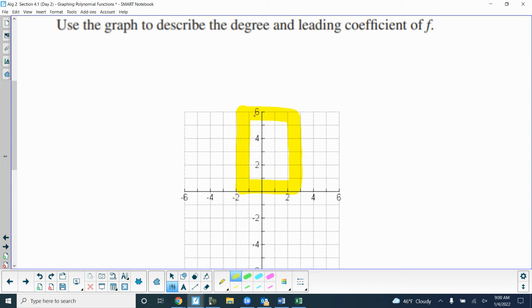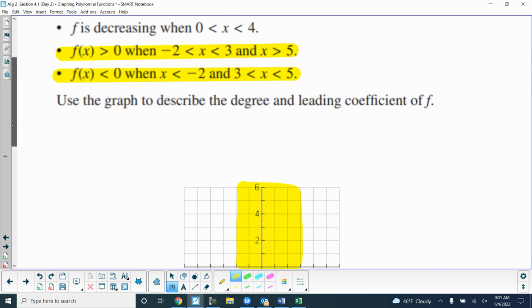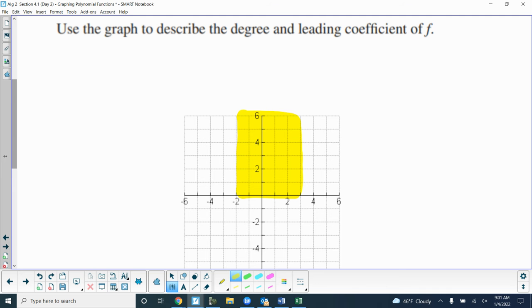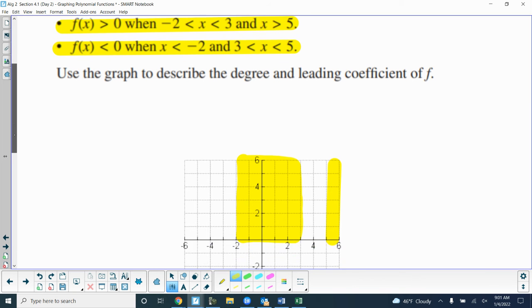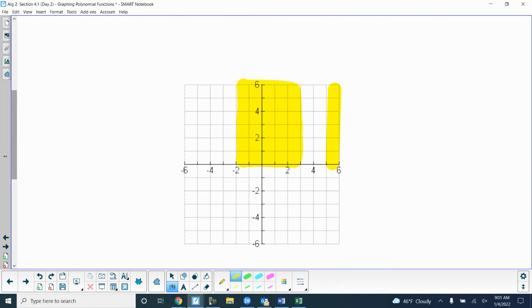So that area is positive, right? Between -2 and +3, and greater than 5 are the positive parts. The negative parts are less than -2 and between 3 and 5.